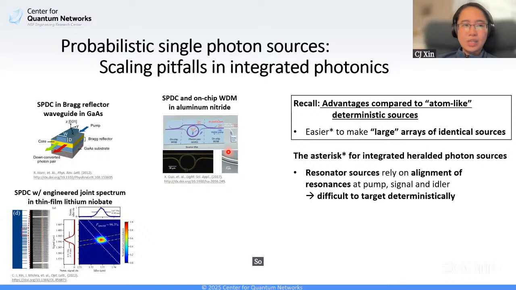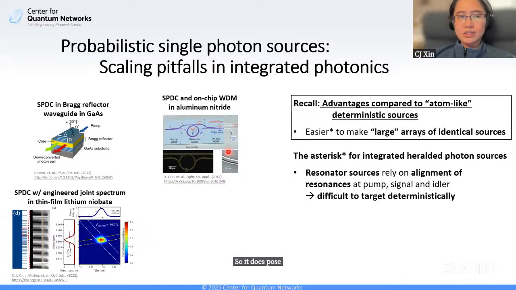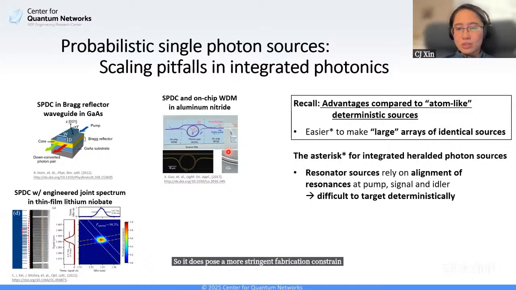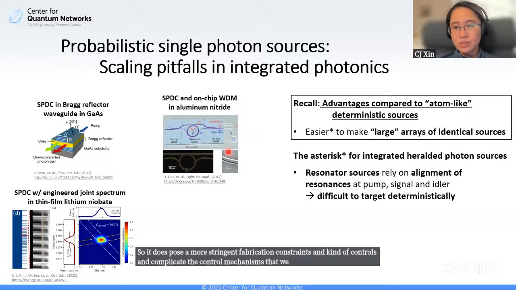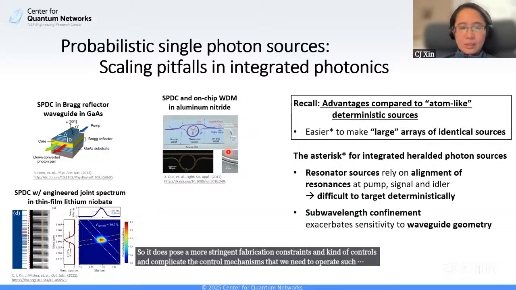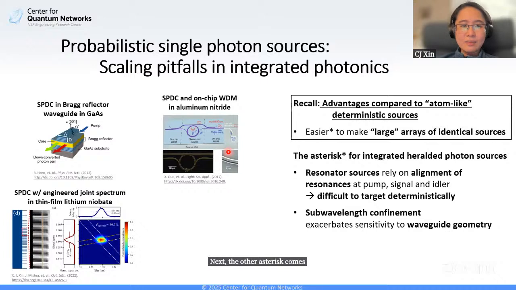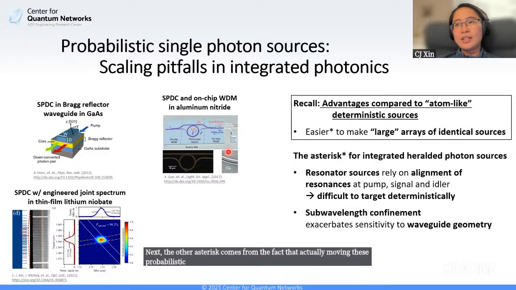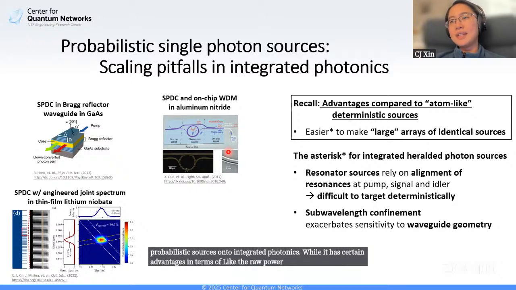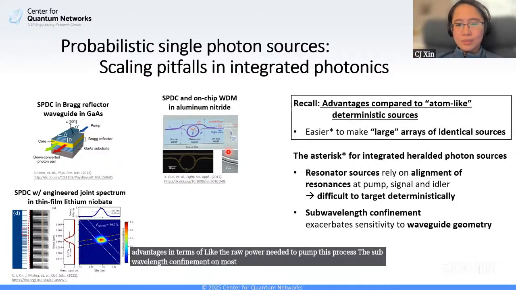It does pose more stringent fabrication constraints and complicates the control mechanisms that we need to operate such sources. And next, the other asterisk comes from the fact that moving these probabilistic sources onto integrated photonics, while it has certain advantages in terms of the raw power needed to pump this process, the sub-wavelength confinement on most integrated photonics platforms exacerbates the sensitivity to waveguide geometry.